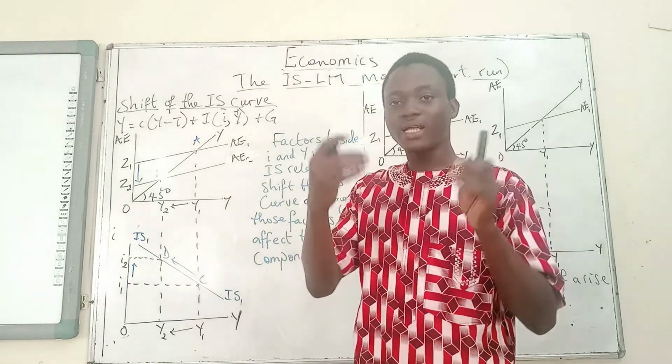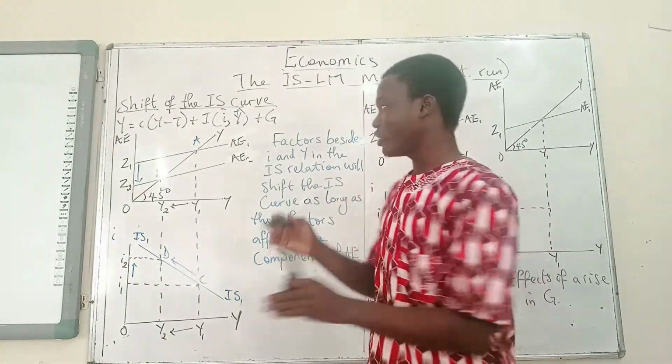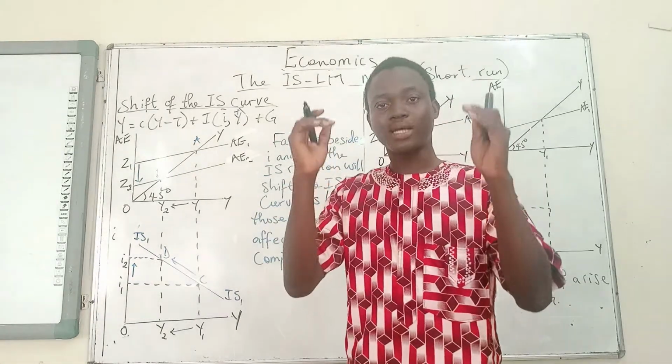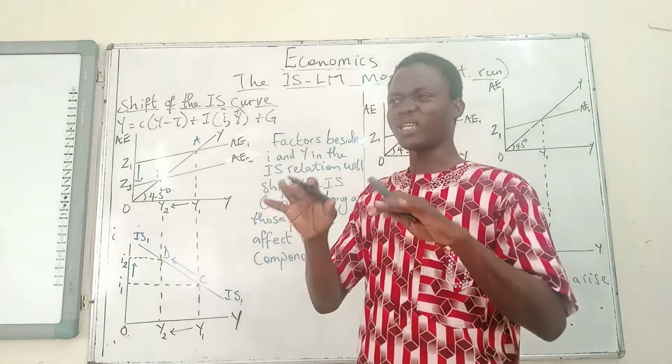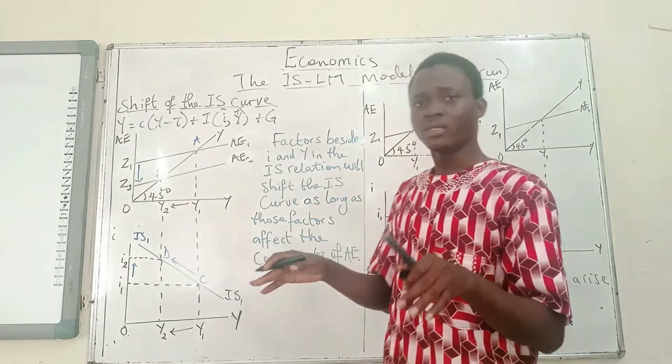All you have to do is check the playlist of the goods market. Before you get to ISLM, just go through those aggregate expenditure videos, and you will understand all of this that I'm saying. There's a class dedicated to the multiplier.